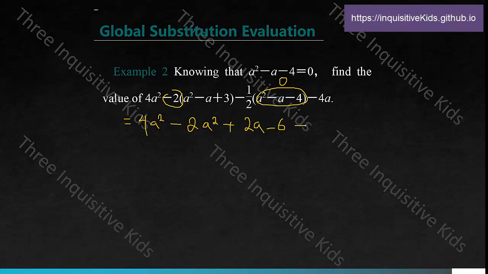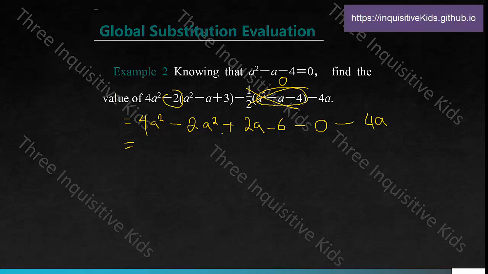Negative 2 times 3 is negative 6. And then we're going to minus 1/2 times 0. Well, 1/2 times 0, any number times 0, is going to be equal to 0 itself. So this basically cancels out, and then because it's 0, and then we minus a 0, and then minus 4a. Okay, and then we're going to evaluate this and simplify it.